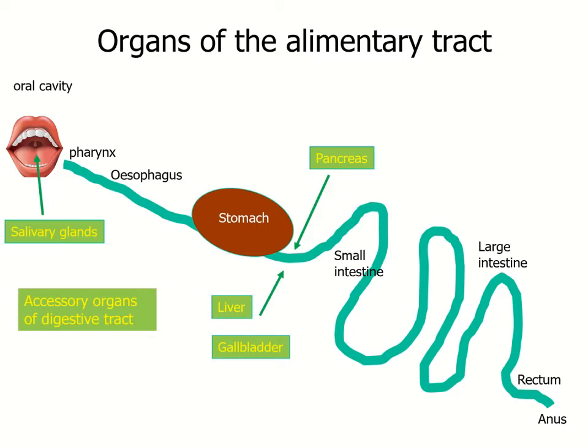Salivary glands are connected with the oral cavity and they secrete saliva into the oral cavity. Liver, gallbladder, and pancreas open into the first part of the small intestine, which is the duodenum. The accessory glands of the digestive tract develop as invaginations of the inner lining of the digestive tract.